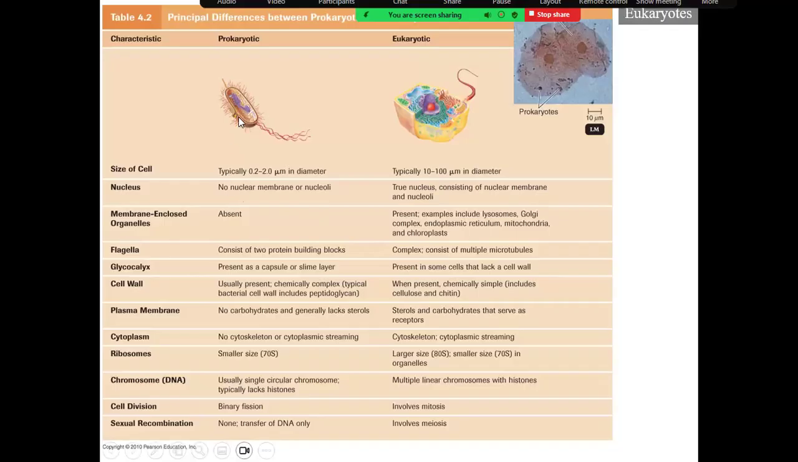There is no nucleus in a prokaryote cell. There is a nucleus in a eukaryote cell. Membrane-bound organelles are absent in prokaryote cells. They're present in eukaryote cells.